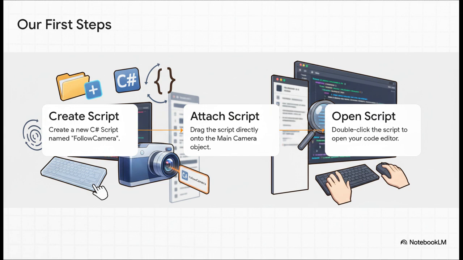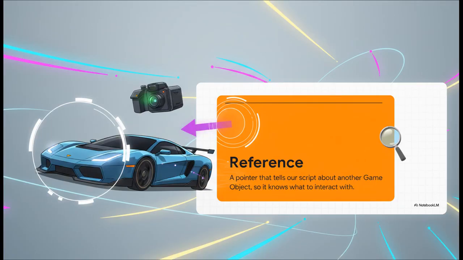Go ahead and double-click that script asset to open it up in your code editor. Okay, so before we write the main logic, we have to grasp one super important concept in programming, a reference. Think about it. Our follow camera script is sitting there on the camera, but it's in its own little world. It has no idea that the car even exists. We need a way to connect them, to tell our script, hey, you, look over there.